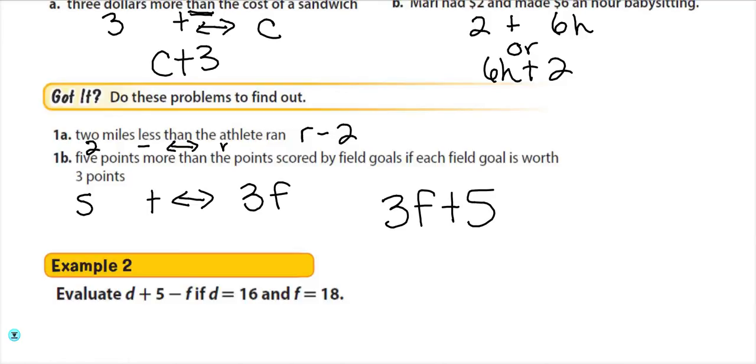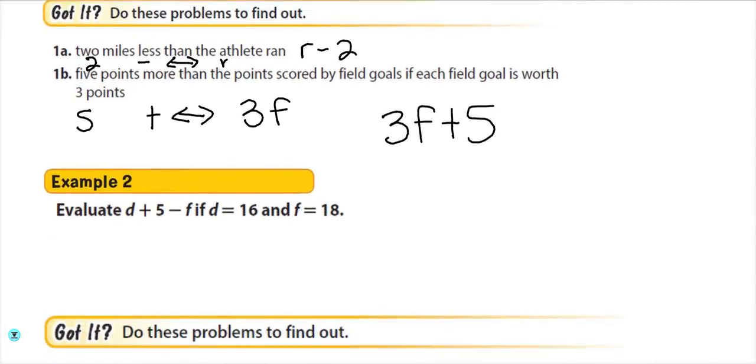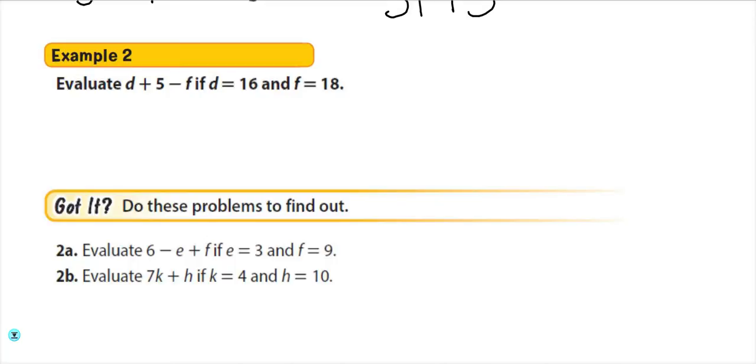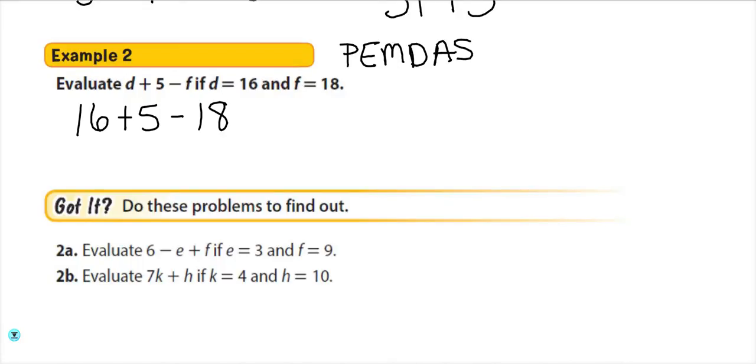All right, let's take a look at example 2. Evaluate d plus 5 minus f if d equals 16 and f equals 18. So for this one, we're going to have 16 plus 5 minus 18. Let's remember we've got to follow PEMDAS, order of operations. So we have 16 plus 5, that's going to give us 21, and minus 18, so 21 minus 18 would give us 3. There's our answer for that one.